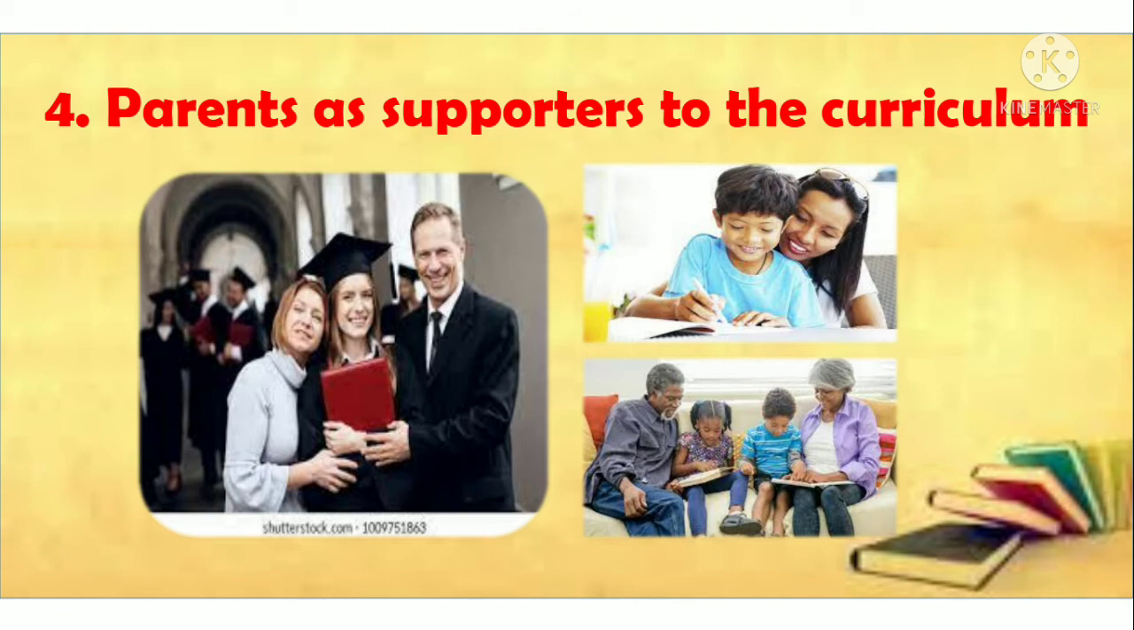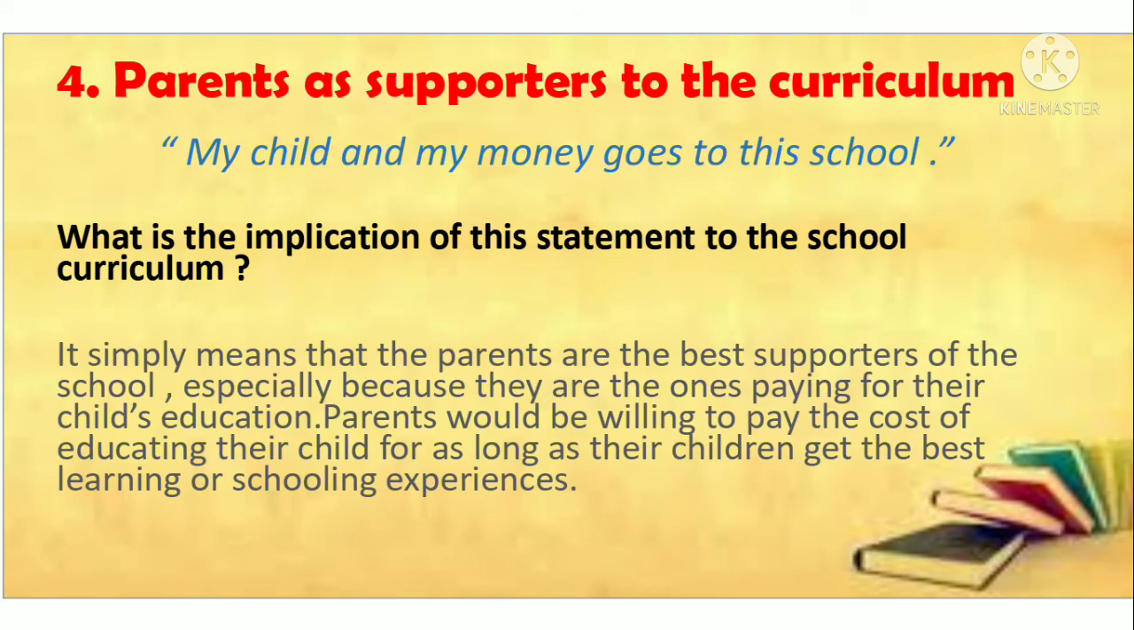Fourth is parents as supporters of the curriculum. The phrase says that my child and my money go to the school. What is the implication of this statement to the school curriculum? It simply means that the parents are the best supporters of the school, especially because they are the ones paying for their child's education. Parents would be willing to pay the cost of educating their child for as long as their children get the best learning or school experiences.